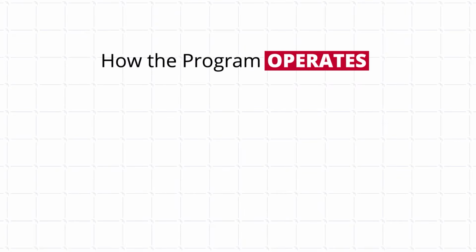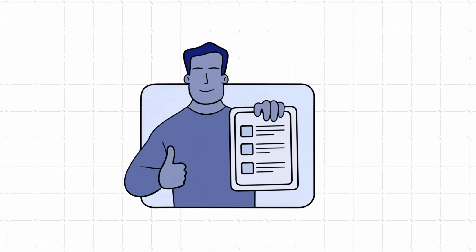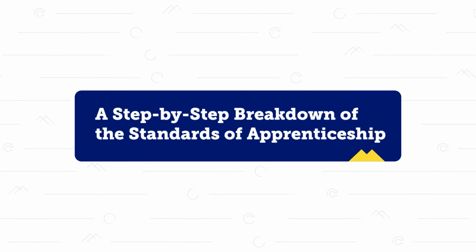The information in the standards defines how the program will operate for the sponsor, employers, and related instruction providers. Once registered, apprentices receive a copy of the standards so they know what to expect in their training. Let's break down the document section by section.